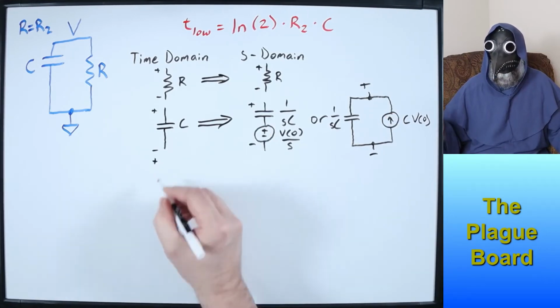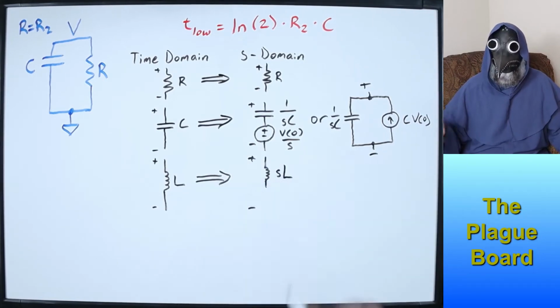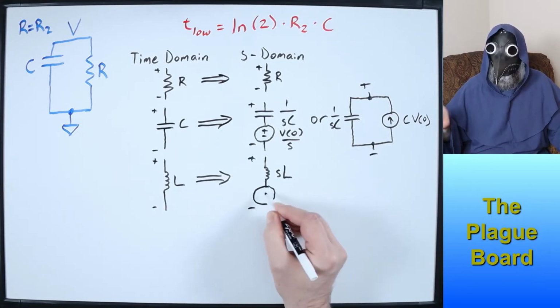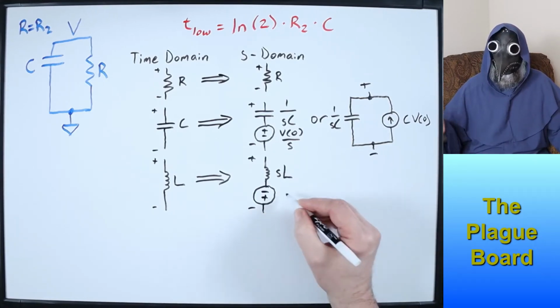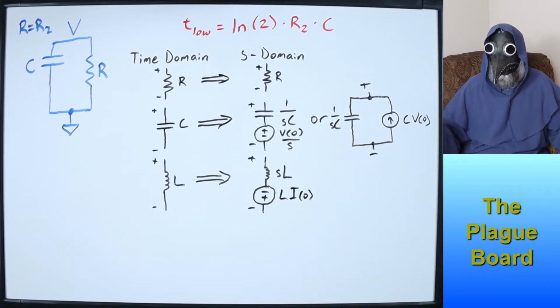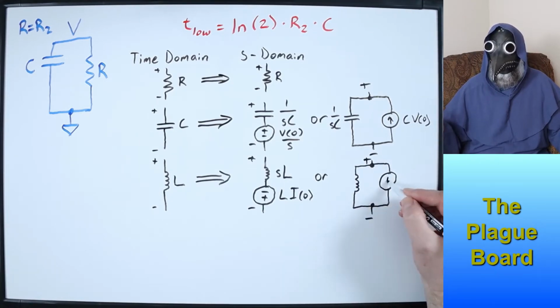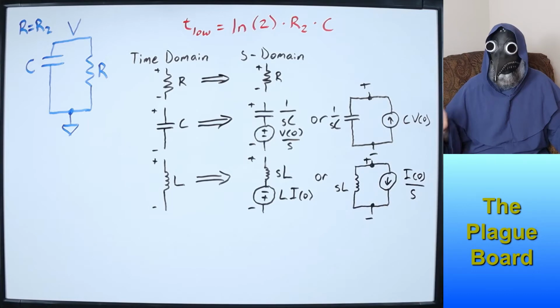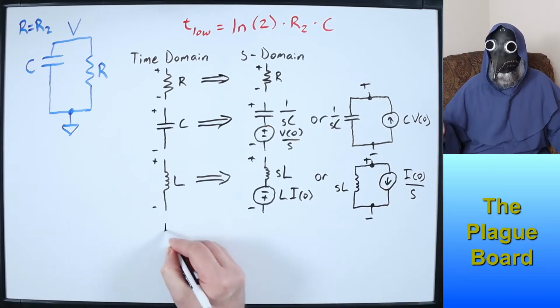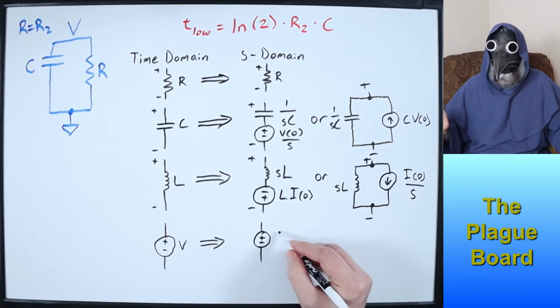Now, if you had an inductor, the equivalent of that in the S domain is S times L, and this is its impedance. You can indicate an initial current through it as a voltage source in series with a value of L times I of 0. You can also use a current source in parallel with a value of I of 0 over S. Again, pay attention to the polarity as this is opposite from the capacitor. Finally, voltage sources can be represented by the voltage divided by S.